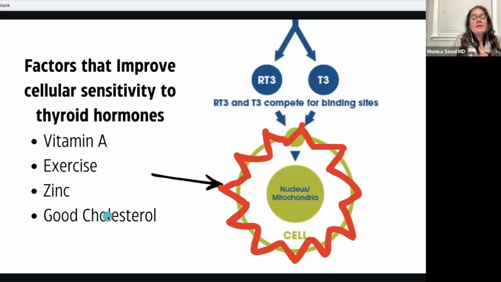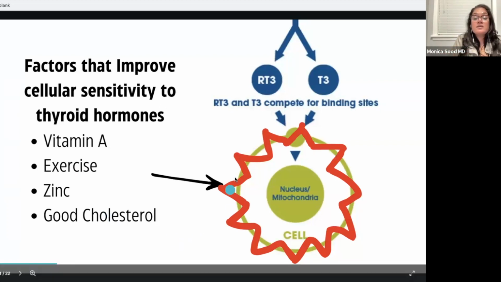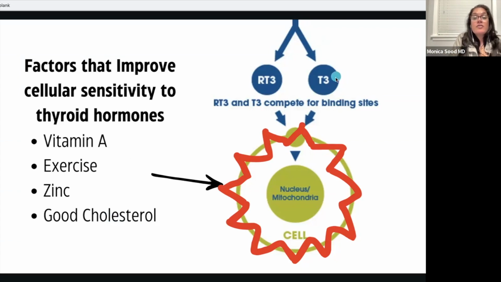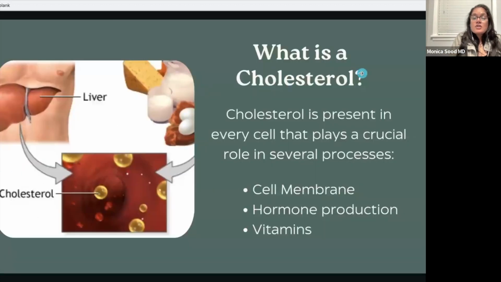One of them is basically good cholesterol in the form of healthy fats and omega-3s, because that helps improve this so that your vitamins, your minerals, your thyroid can actually get inside the cell and do what it's meant to do. So cholesterol has its importance in the cell membrane integrity.